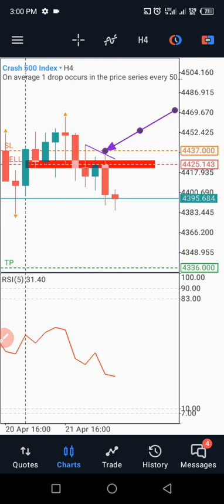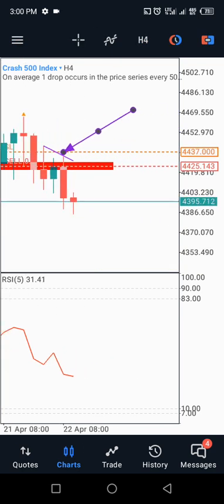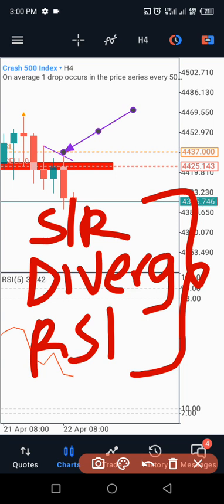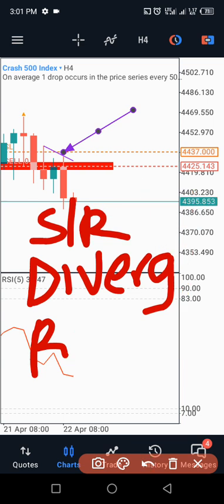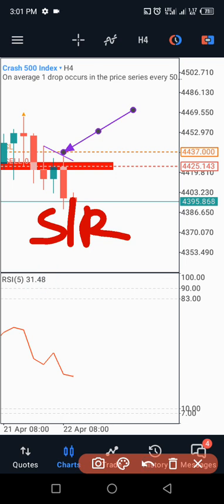So in today's video I'm just going to show you how you'll be able to combine these three concepts together, making use of the support and resistance, the divergence, and then the RSI indicator. Very simple but yet powerful tool for you to learn in the market. Right about now we'll just go to the chart so that I will show you how to make use of this concept.